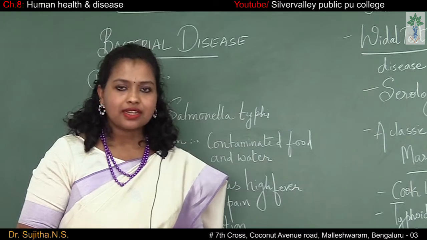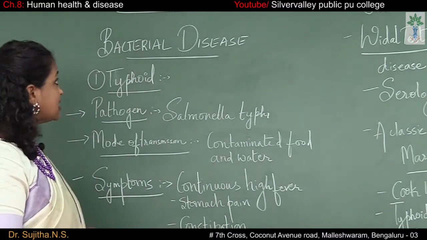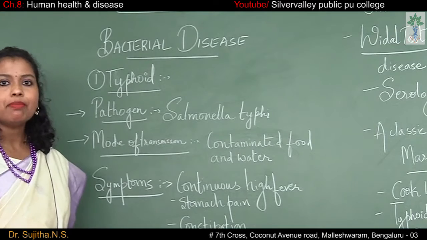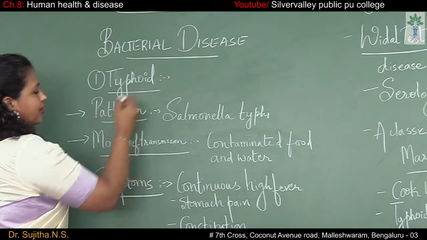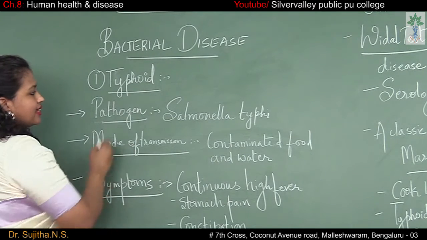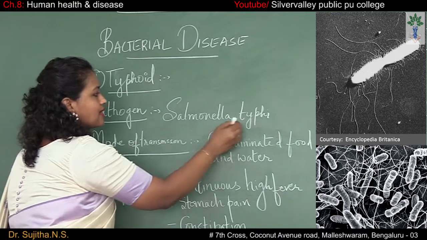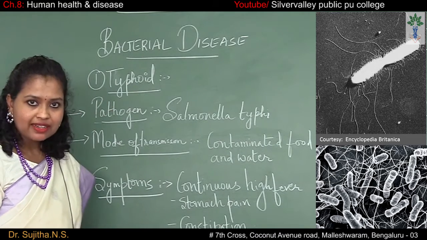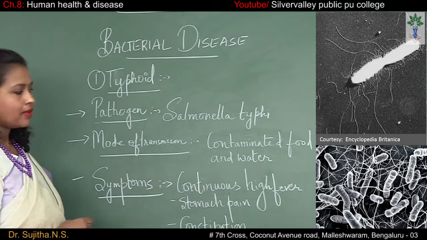So now let us study the common infectious diseases in man. The first disease which we are going to study is a bacterial disease. The first bacterial disease is typhoid. The pathogen which causes typhoid is a bacteria, and the name of the bacteria is Salmonella typhi. So Salmonella typhi is the bacteria which causes typhoid.